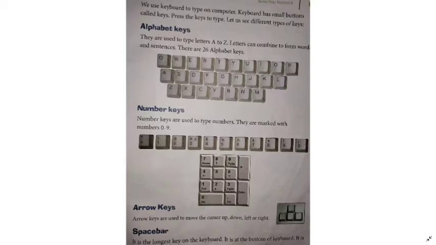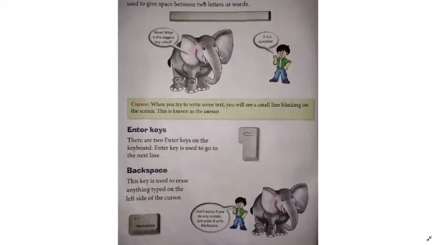Okay, next, space bar. It is the longest key on the keyboard. The longest key on the keyboard is space bar. It is at the bottom of the keyboard. Where does it stay? Bottom. Bottom means सबसे नीचे keyboard के. It is used to give space between two letters or words. What is spacebar key used for? It is used to give space between two letters or words. As you can see in this book, we have two words here, two and letters. They are two different words. So to give space between them, we will use a spacebar.